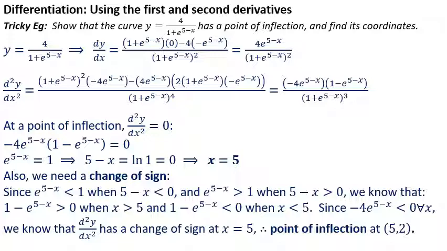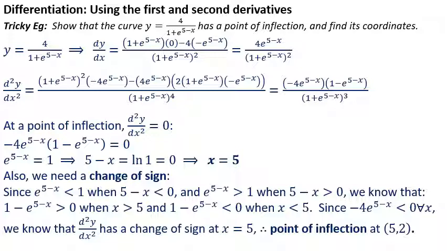We also have the fact that if we rearrange a little bit, if we're taking away from 1 this value, which is either less than 1 or more than 1, we get a result which is either more than 0 or less than 0. We also know that minus 4e to the 5 minus x is less than 0 for all values of x, because e to the 5 minus x is positive for all values of x. And therefore, we can see we've got a change of sign at x equals 5. That proves we've got a point of inflection.